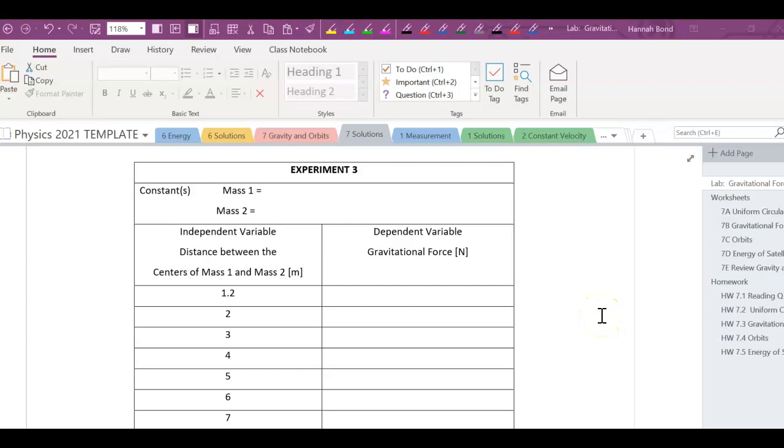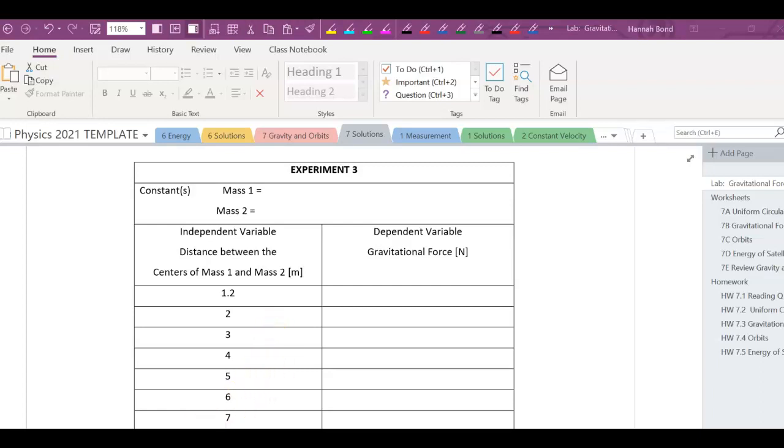This webcast discusses how to complete Experiment 3 in the Gravitational Force Lab. Now, in Experiment 3, we're going to hold the masses of both Object 1 and Object 2 constant, and the independent variable, the thing that we will change, will be the distance between the centers of those two masses.